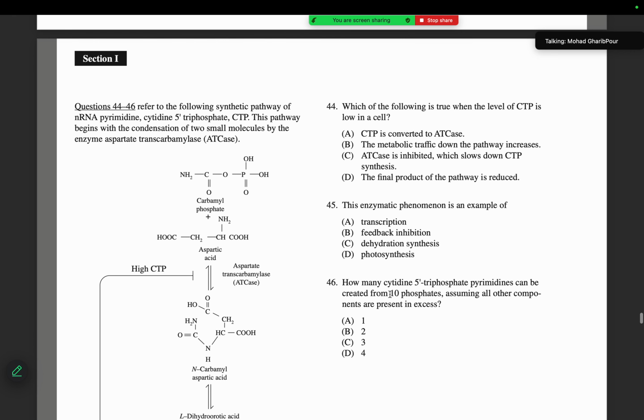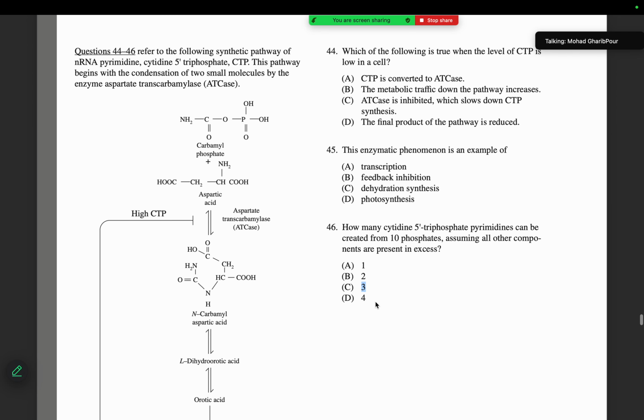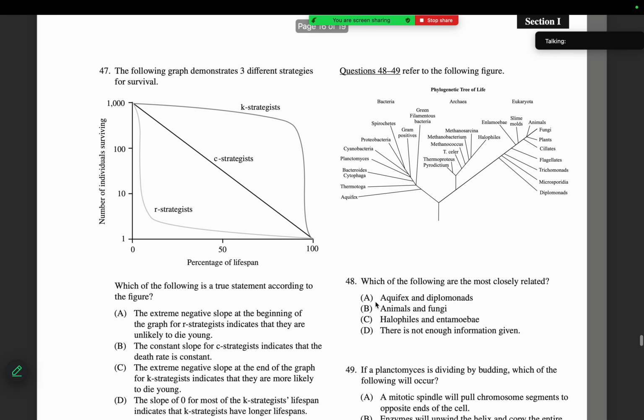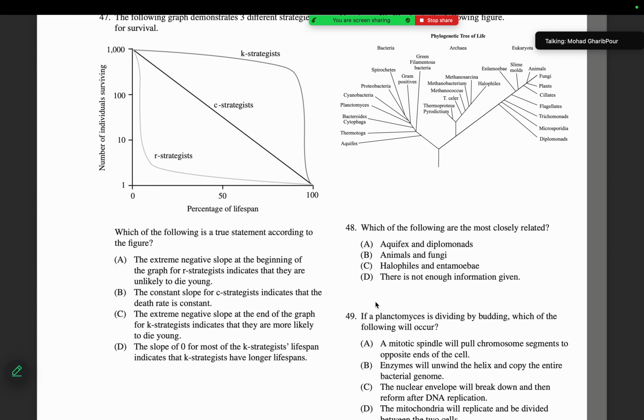So if you have 10, then you can make a maximum of 3. Right? Because 3 per CTP molecule. You have 10, you can use 9 of those to make 3. Okay, any questions on this one? Okay, moving on, 57.